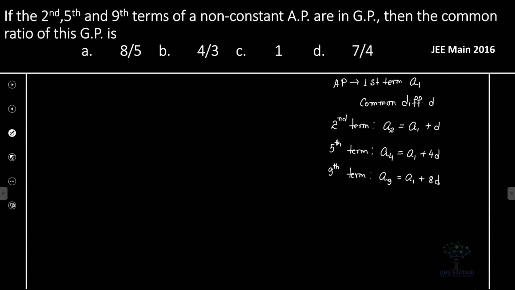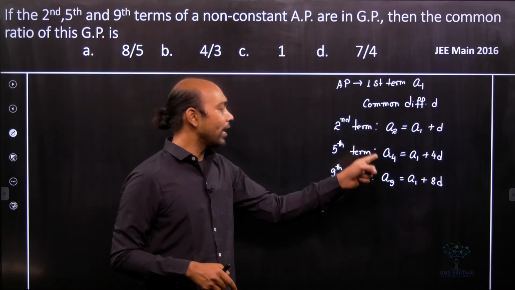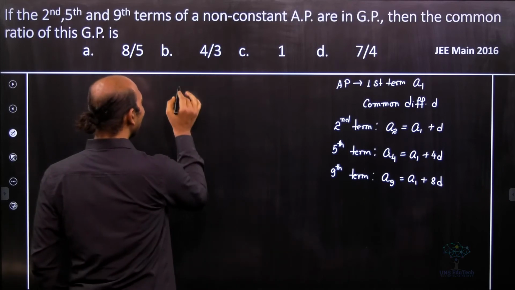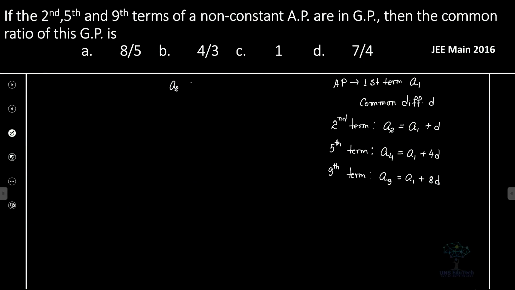So that's it. Now it's given that A2, A5 and A9 follow a GP series, right? So we say that A2, A5 and A9 form a GP. Therefore we can say that A5 divided by A2 is equal to A9 divided by A5, the ratio is the same. That implies A5 square is equal to A2 times A9. So that's the important condition.